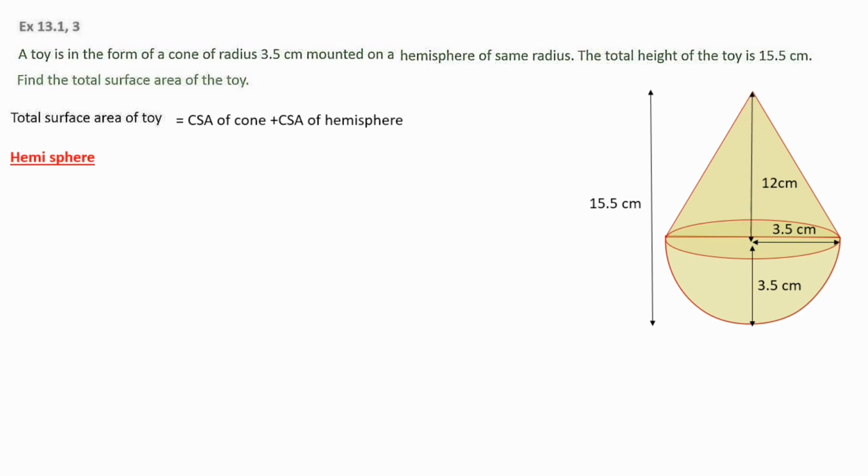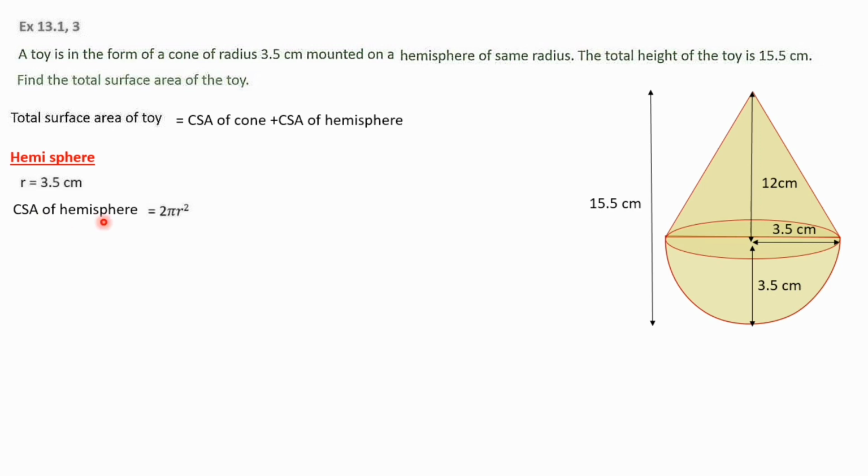Now the hemisphere portion's measurements we have to write. Only radius is there for hemisphere. So radius is 3.5 centimeter. Then CSA of hemisphere we will calculate. This is another way of calculation. In the previous question we have done together, and here we are calculating separately. Which one is convenient for you? That method you can follow. It's not a problem. Calculation is not a matter.